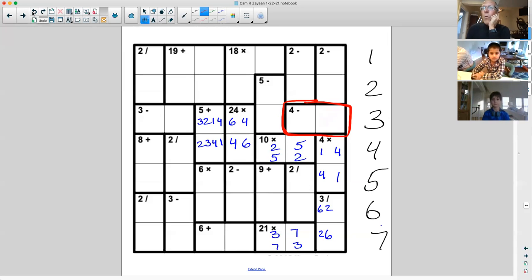And so Cam, what would be a good 4 minus? Minus is taken away. Oh, 7 minus 3. Ooh, Cam. 7 and 3 or 3 and 7. That was a great start. Zayaan, do you want to do the next one? Yes, I have a lot of them.